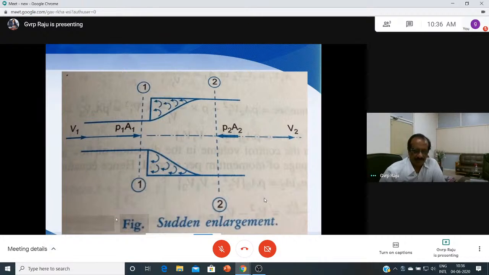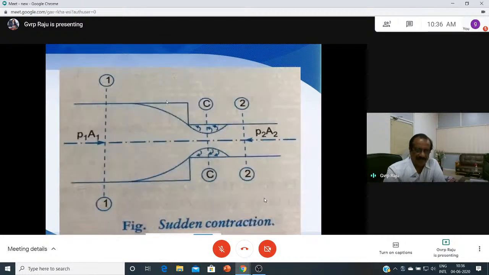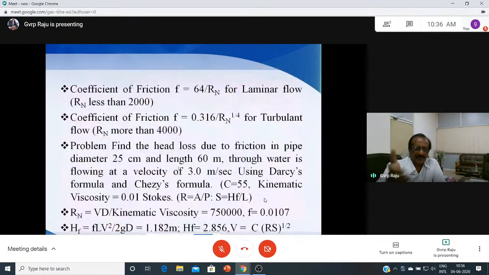So this is sudden enlargement, when the pipeline suddenly increases its diameter, and this is sudden contraction, when it is suddenly contracted here. And the relation between coefficient of friction and the Reynolds number is also important for a number of questions. You can see the questions of GATE, and those questions are related to these two equations also.